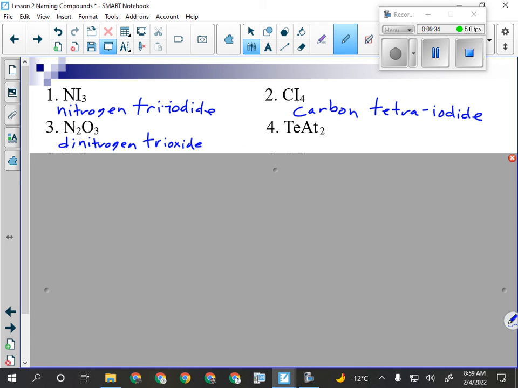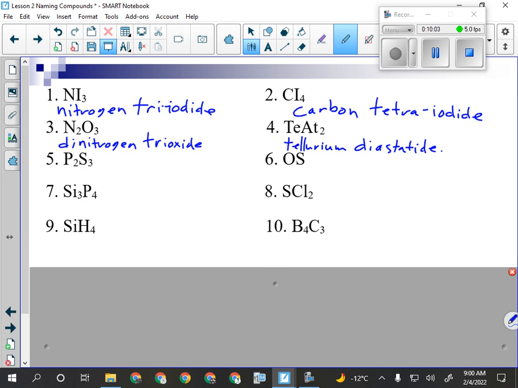And for number 4 here, we got Te, which is tellurium. There's no number here, so it's a 1. So we don't need a prefix. Tellurium, and then the prefix for 2 is di, astatide. Questions on those 4? Don't be afraid to ask if there are. Finish those ones off and we'll walk through them together real quick and then we'll try a mix of everything.